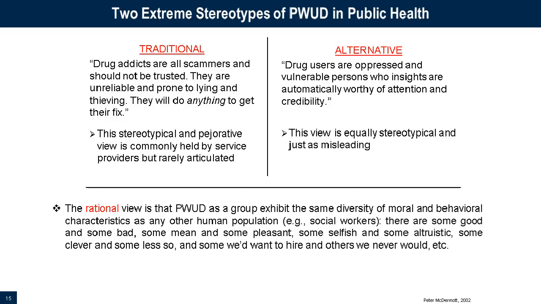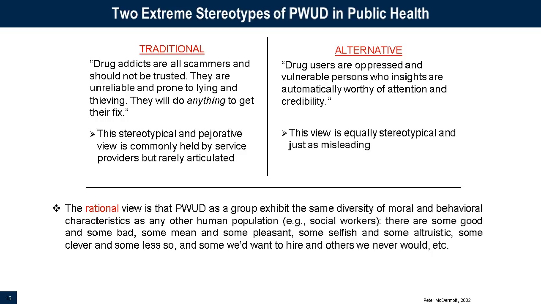And I put these as extreme examples. On the left is what I'm calling a traditional example. And here's a quote exemplifying: Drug addicts are all scammers and should not be trusted. They are unreliable and prone to lying and thieving. They will do anything to get their fix. This stereotypical and pejorative view is commonly held by service providers.